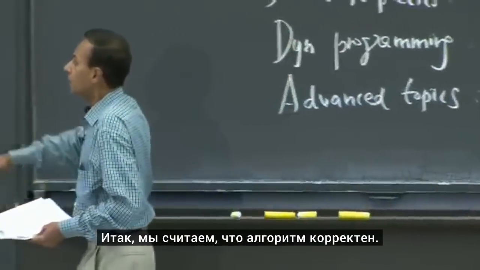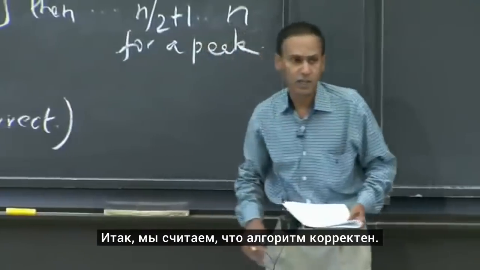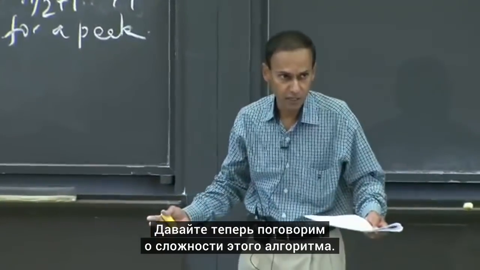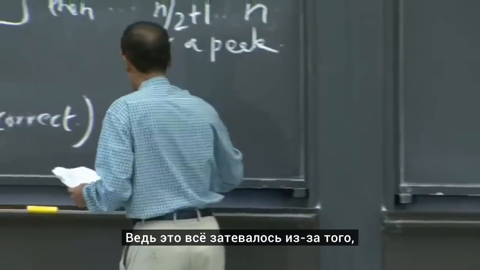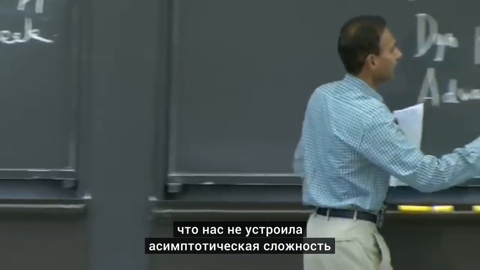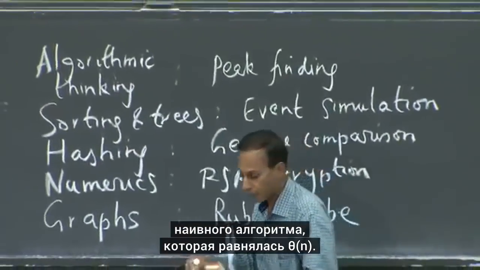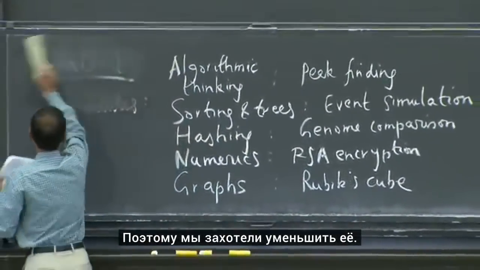All right? So we all believe that this algorithm is correct. Let's talk now about the complexity of this algorithm. Because the whole point of this algorithm was because we didn't like this theta n complexity corresponding to the straightforward algorithm. So we'd like to do better.